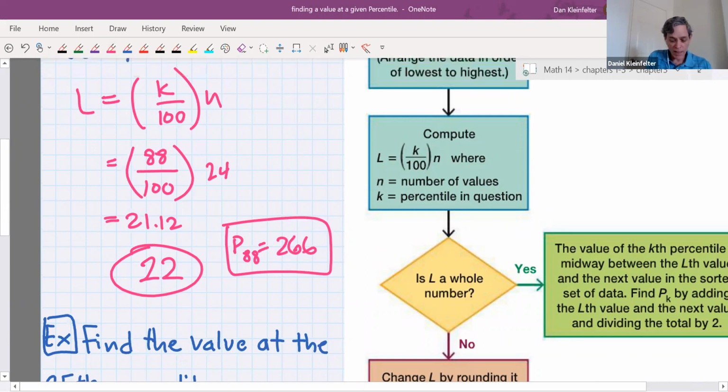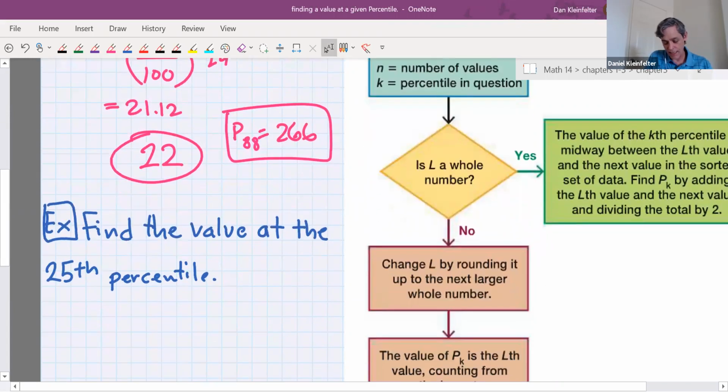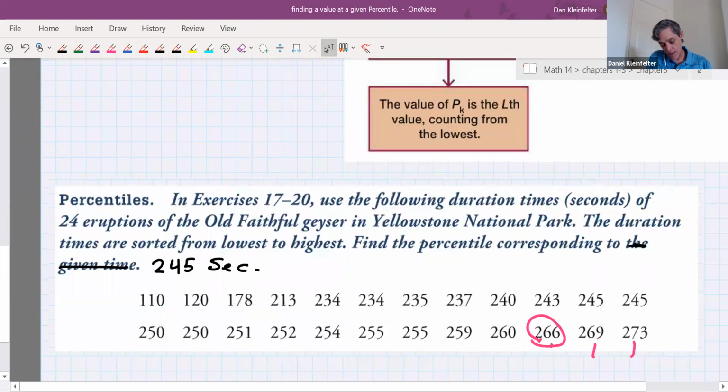Just to recap what we did, we took the percentile that we wanted, like the 88th percentile, so 88 divided by 100 times how many numbers you have. Was it a fraction or was it a whole number? It was a fraction. So we turned it into a whole number by rounding up. Always round up in this context. And the number we want is that number in our list. So it was the 22nd number, so that turned out to be 266.